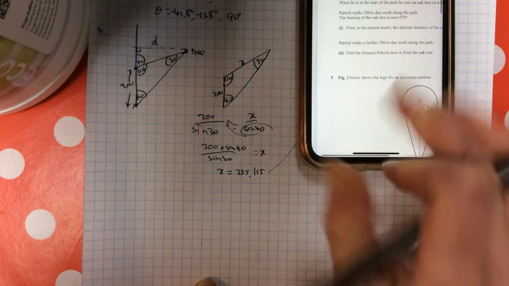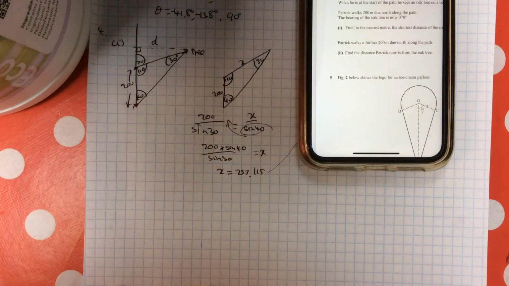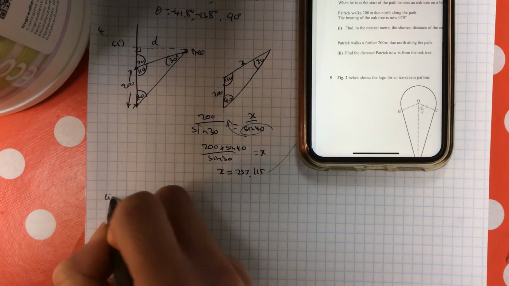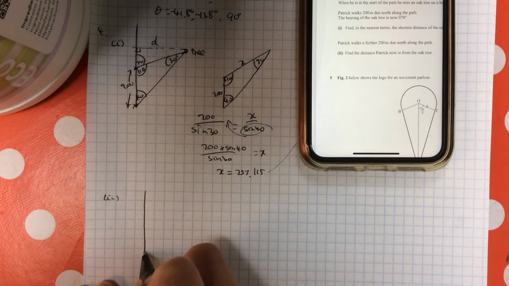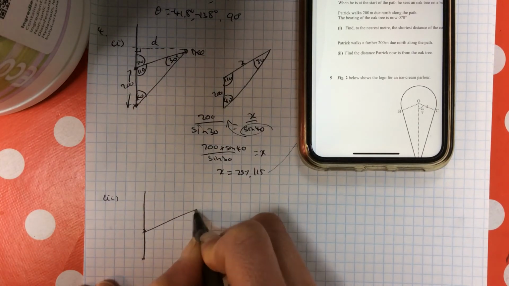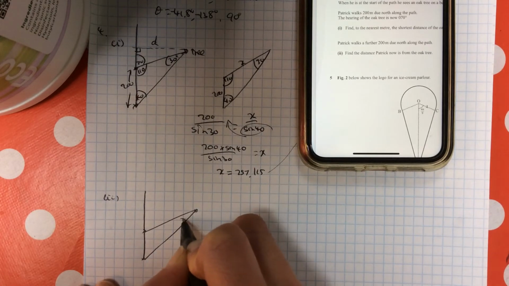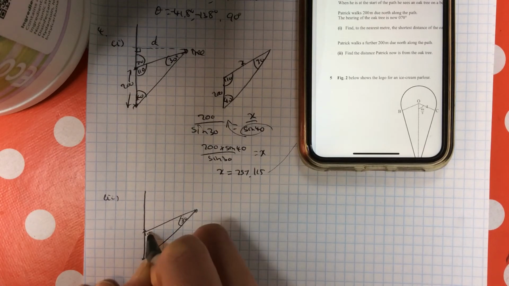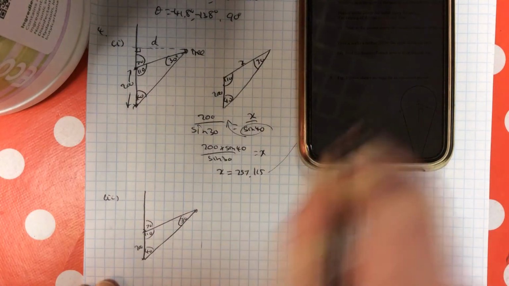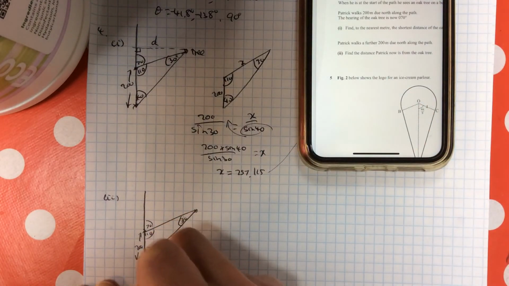Now, that was part 1. Part 2 of that question: he walks another 200 metres. So we'll just draw out another wee diagram here. So this was the start. The tree was about here. This is 30. This was 110, 70, 40. This bit here was 200.